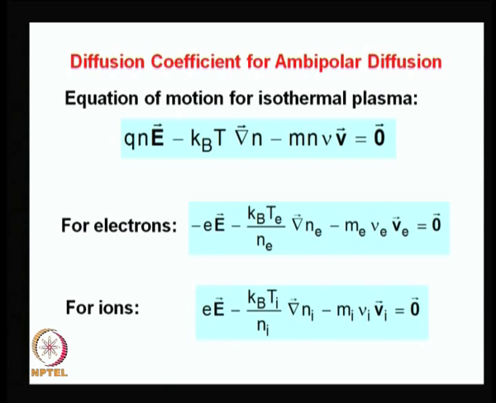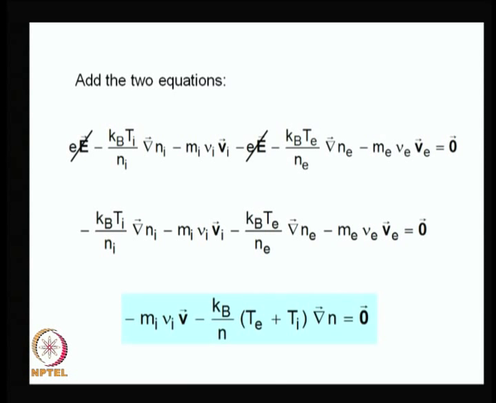What we do is simply add the two equations that I have shown you, for electrons and for ions. So, what do we get? We get an expression: (E minus kBTi upon Ni grad Ni minus Mi nu i Vi) minus (E minus kBTe upon Ne grad Ne minus Me nu e Ve) is equal to 0. The terms E and minus E cancel out.